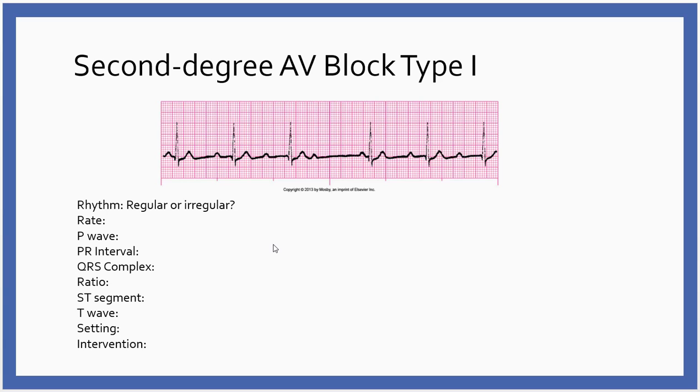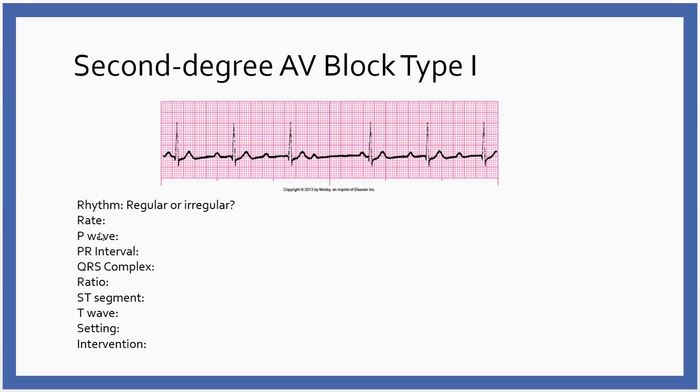And when we look at this strip, you'll notice it looks pretty good, but then I've got this right in the middle here, and so this strip is irregular, okay? Now I'm looking at rate, and so I've got 6 seconds from here to here, and I'm counting 1, 2, 3, 4, 5, 6. My rate's in the 60s.